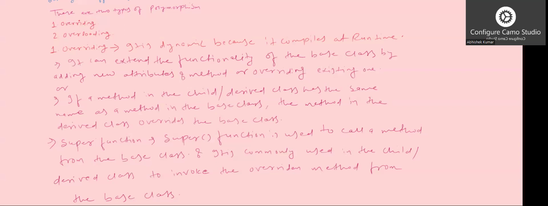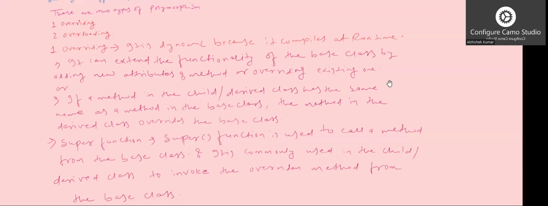It can extend the functionality of the base class by adding new attributes and methods or overriding existing ones. So let's suppose I have made a method in the parent class with the name, like, sum, and in the child class I've also made a method with the same name, sum. So what it will do is override the method of the parent class, and it will show the method only of the child class. So this happens in overriding. So this is the basic idea of overriding.